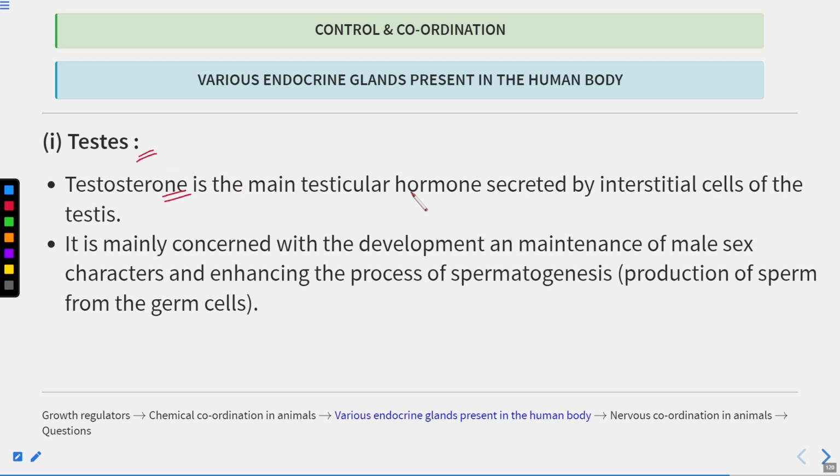Testosterone. It is the main testicular hormone secreted by the interstitial cells of the testes, and it is mainly concerned with the development and maintenance of the male sex characters and enhancing the process of spermatogenesis. And what is spermatogenesis? It is the production of sperm from the germ cells. So, in germ cells, with the help of meiosis, this production of sperms takes place, and this process is known as spermatogenesis.